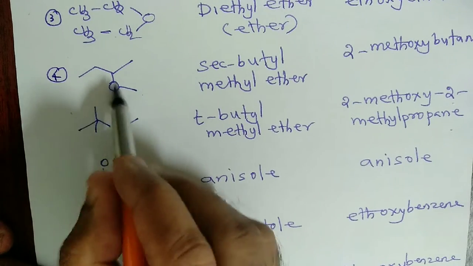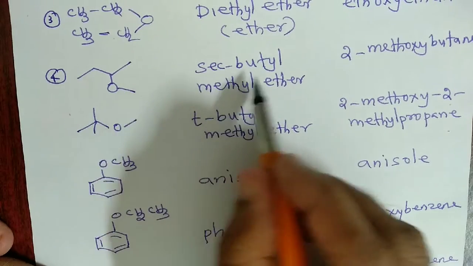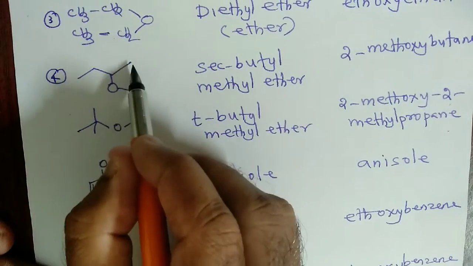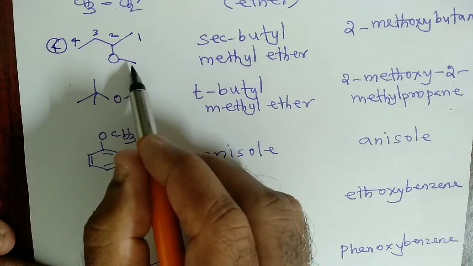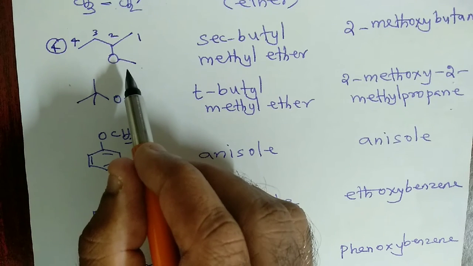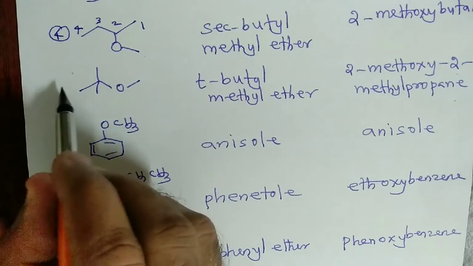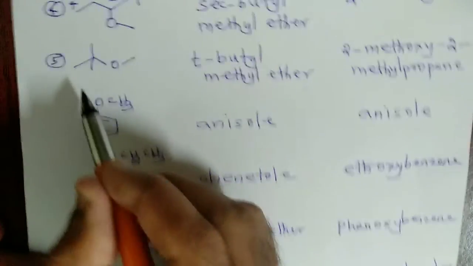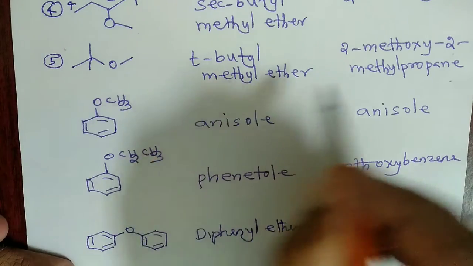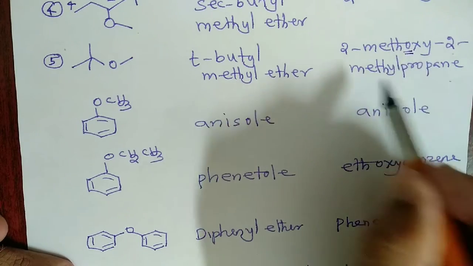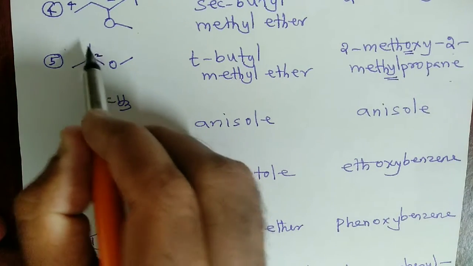Fourth one, group is secondary butyl and other group is methyl. So common name secondary butyl methyl ether. Its IUPAC name is 2-methoxybutane. Methoxy group is treated as a branch like halogen atom or methyl group, etc. Next one, tertiary butyl methyl ether. Its IUPAC name is 2-methoxy-2-methyl-propane. Methoxy comes first in alphabetical order.